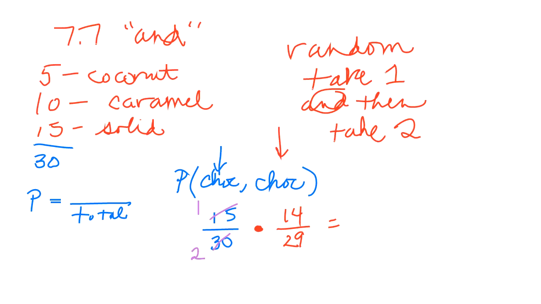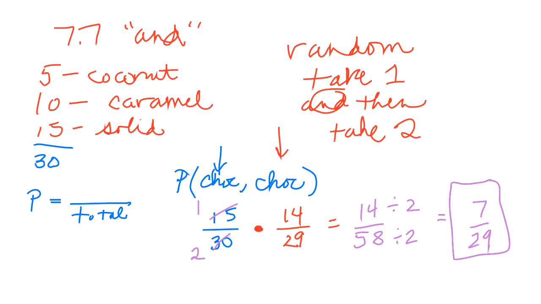So now I multiply. 1 times 14 is 14, and 2 times 29 is 58. Okay, so I'm going to simplify. I know they're both even numbers, so I'm going to divide them by 2. 14 divided by 2 is 7, and 58 divided by 2 is 29. So I have a 7 in 29 chance of getting a chocolate and then another chocolate out of that box with those 30 pieces of candy in it.